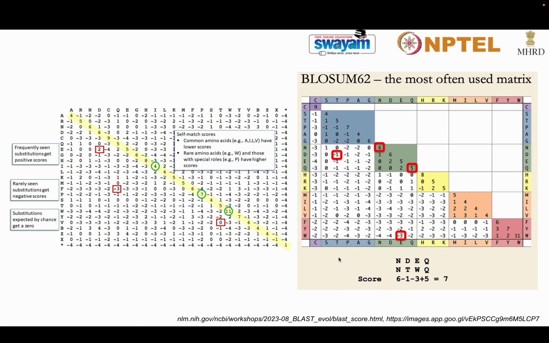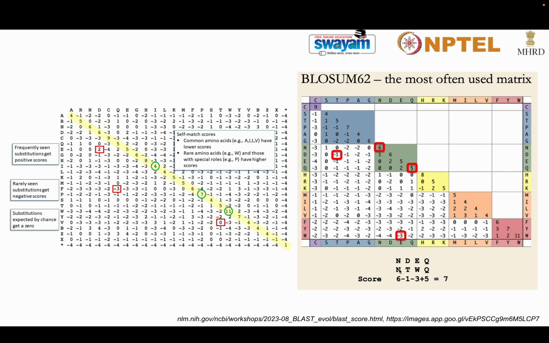Now let's quickly see one example of how this matrix is used when we want to score some alignment. For example, you have these two sequences and you have aligned them. So how do you get the score at the end of alignment? This is a 4 amino acid long protein. This was just taken for your understanding. Otherwise, the proteins are very long.